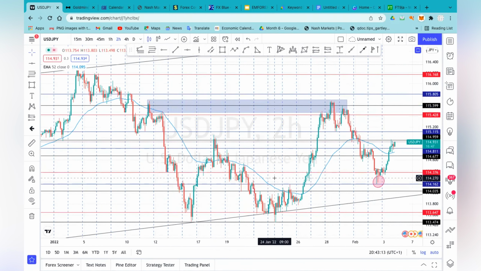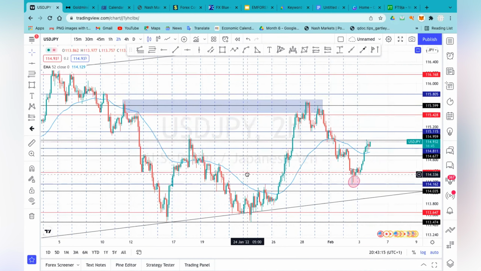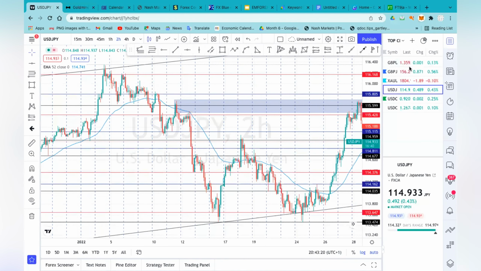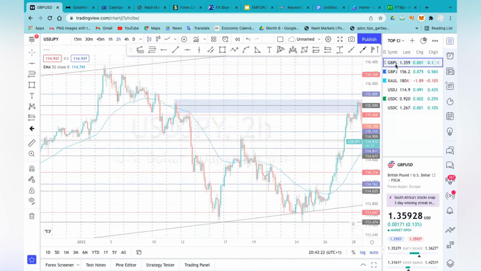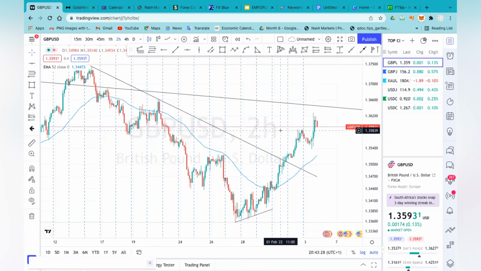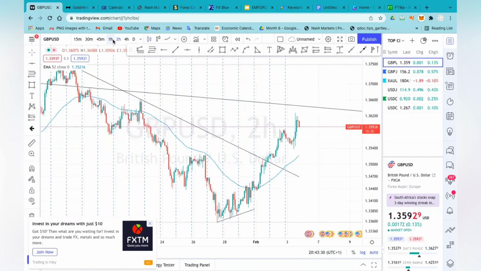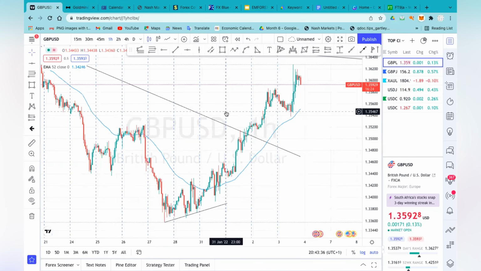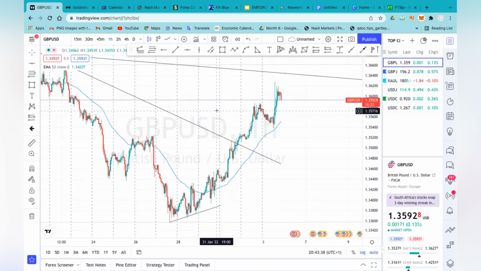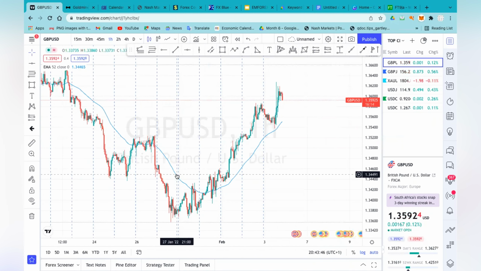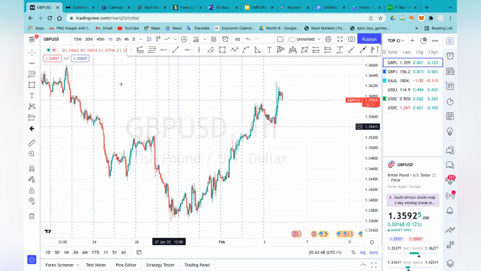If we look further, this is just the USD JPY. Let's check out the GBP USD pair and see what we can get there. Let me clear my entire chart. Let me delete this also.